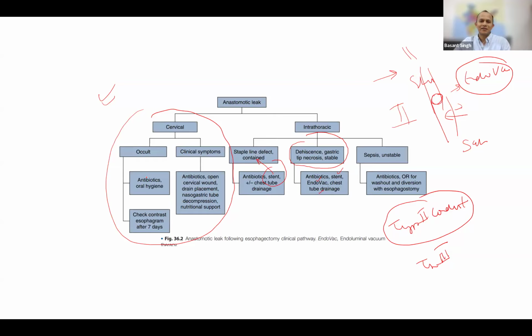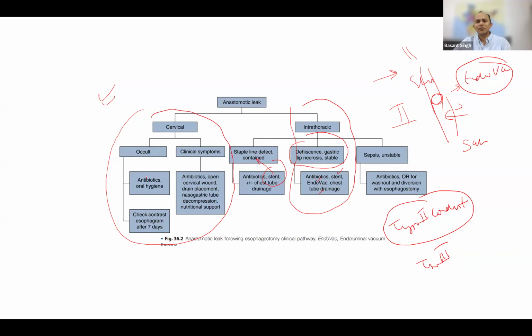Okay, so some patients like this, these are the patients you can manage with antibiotics, stents, endovac, chest tube drainage. So you just go and do a lavage, put drains in, you see that the conduit is okay, there is some defect, you put a stent after that. So that is not true. So all conduit, so this is what they're saying.